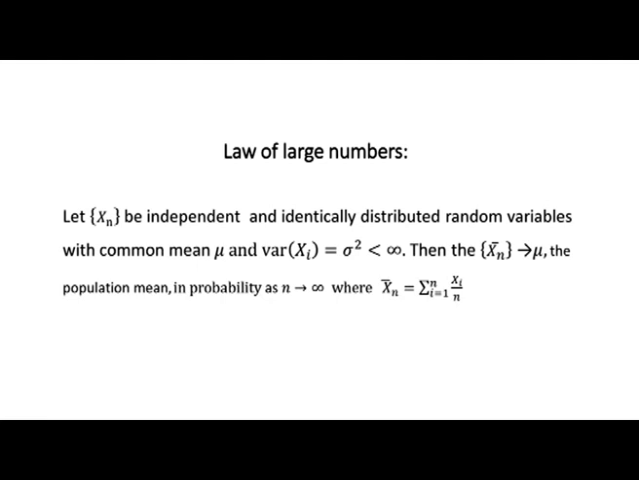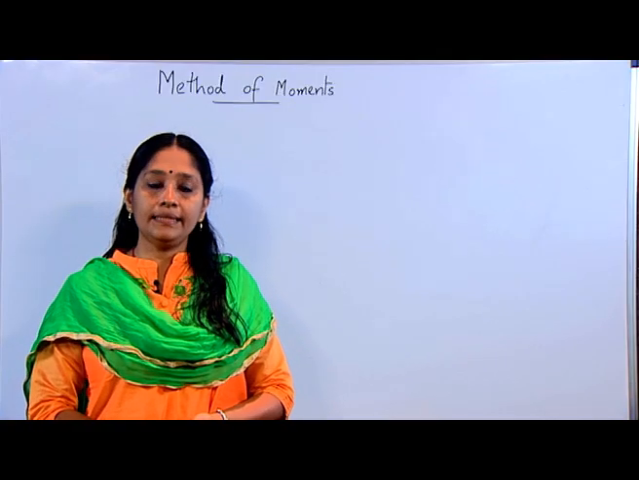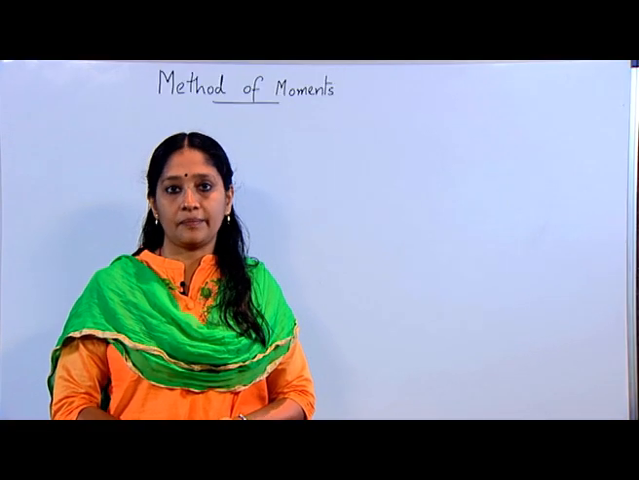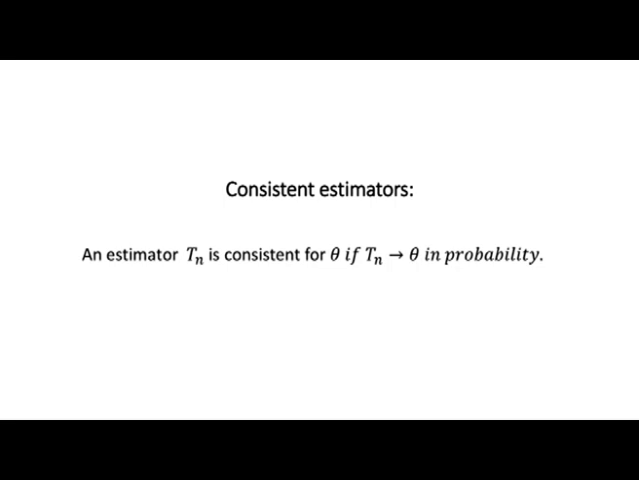The law of large numbers states that if X1, X2, ..., Xn is a sequence of independent and identically distributed random variables with common mean mu and variance of Xi sigma square which is less than infinity, then the sequence X n bar converges to mu, the population mean, in probability as n tends to infinity. Also we consider the definition of consistent estimators. It is interesting to see that an estimator Tn is consistent for theta if Tn converges to theta in probability.